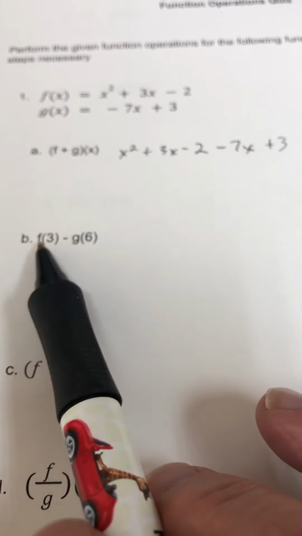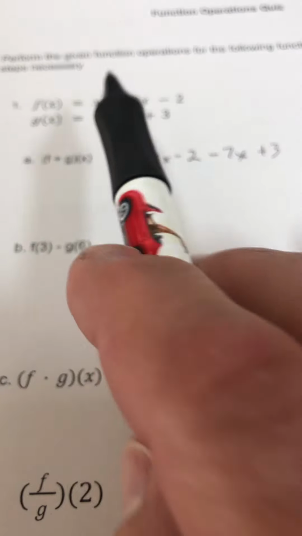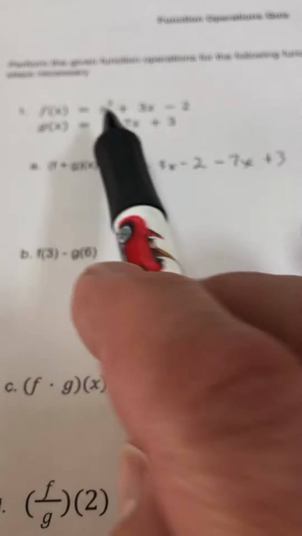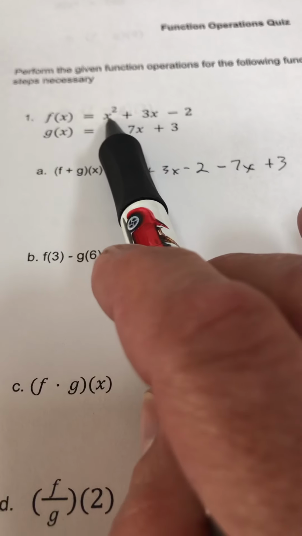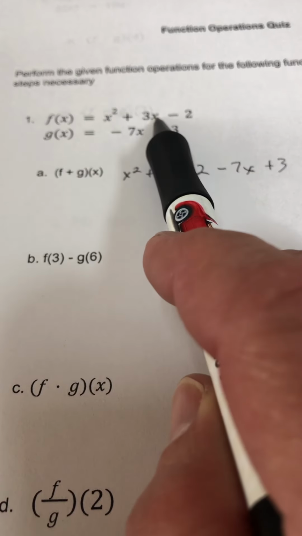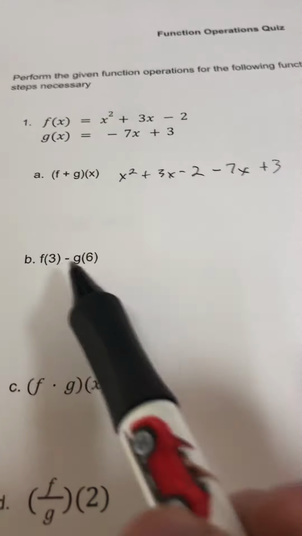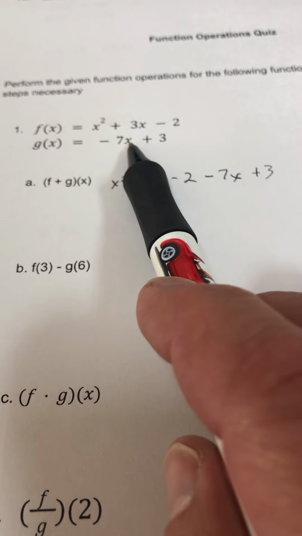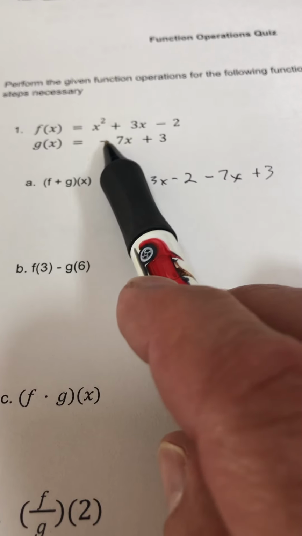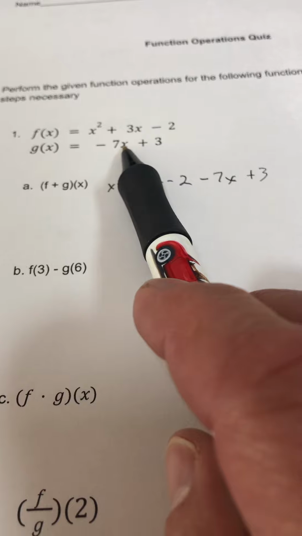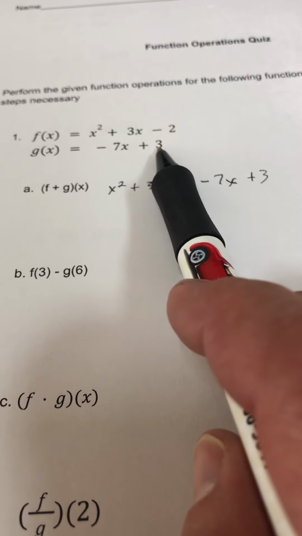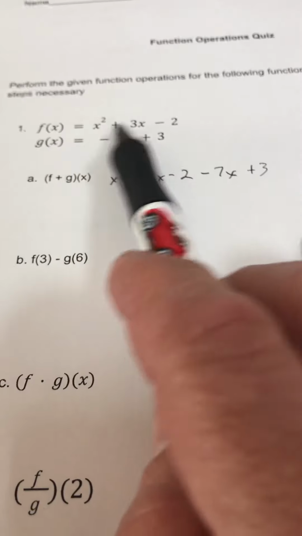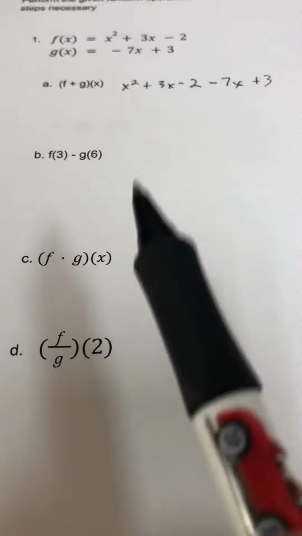This one is when x is 3, so just plug in a 3 wherever you see x for the f of x function. Work that problem out, and then subtract it from when the x is 6. So we just plug in negative 7 times 6, so that'd be negative 42 plus 3, whatever that is. You're going to subtract that from that first problem. That's all you're going to do with that.